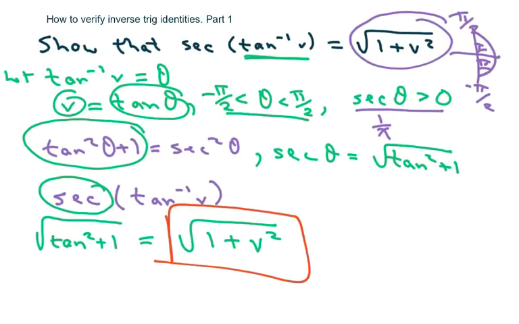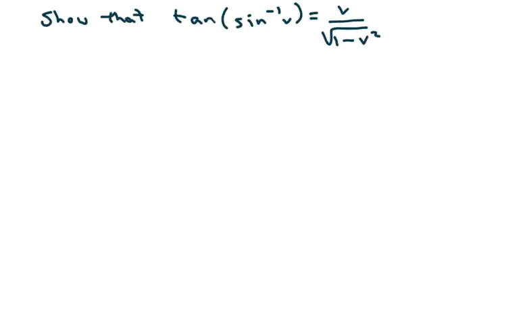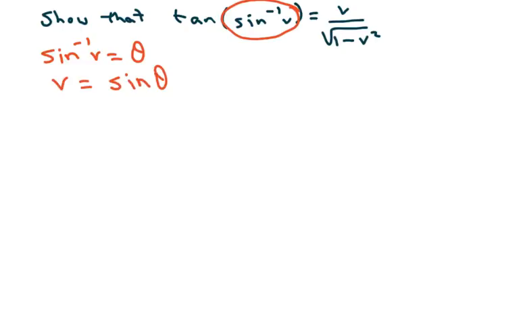I probably made it more complicated than it had to be, but I just try to explain everything. The same thing is going to happen here. We're going to show this, and we're going to deal with the inner function first. Set inverse sine of V equal to our angle. So V equals sine of theta, and that's just after going over your inverse functions.